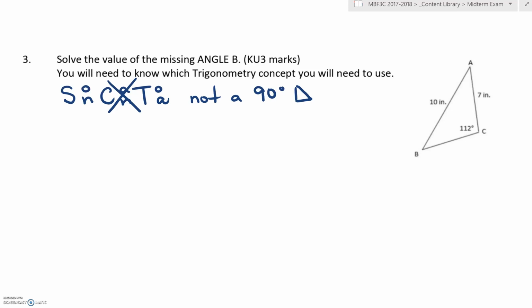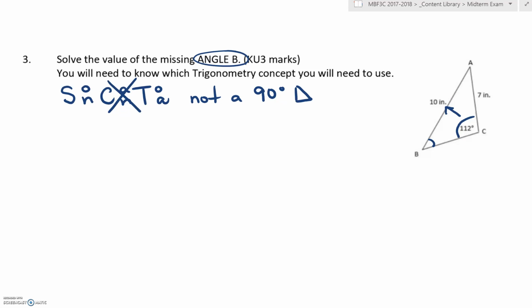So the sine law, if you remember, you have to have a full ratio. A full ratio is an angle and the corresponding side. Angle A here isn't given, so that's out. Angle B isn't given, that's out because you're looking for it. It says find angle B, so maybe I'll put a little thing here. And if you look at angle C, it's 112, and you have the corresponding side.